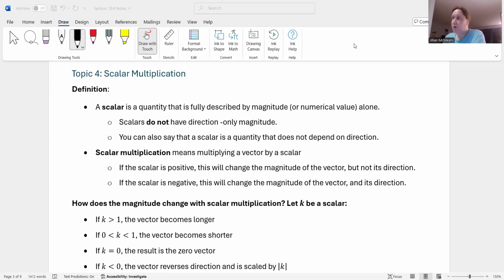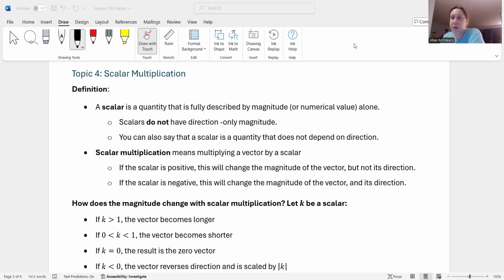So we were talking earlier about the speed of wind versus the speed of wind with a direction. Which one's a vector, which one's a scalar. So a scalar is just a quantity that does not depend on a direction. Okay, so it's like a numerical value that's all by itself. Scalars do not have direction, they're only magnitude.